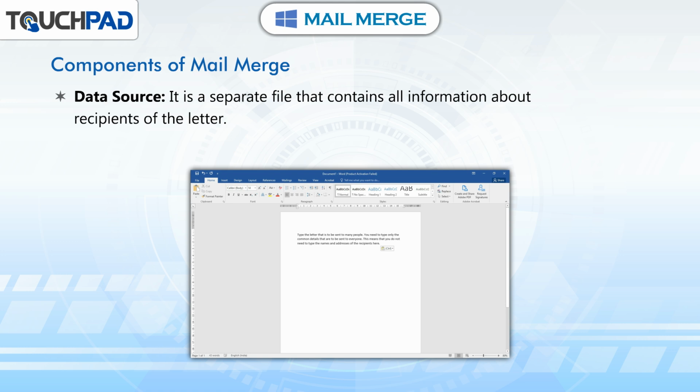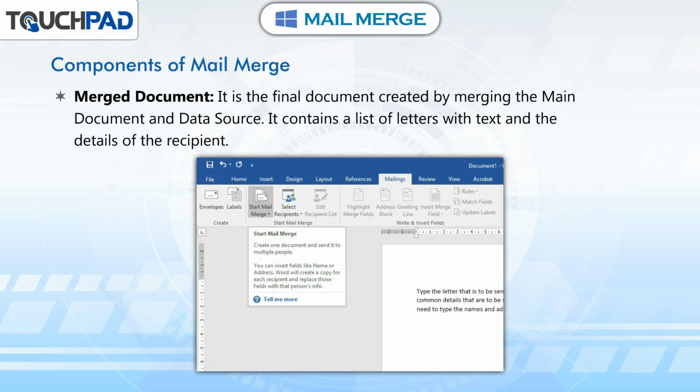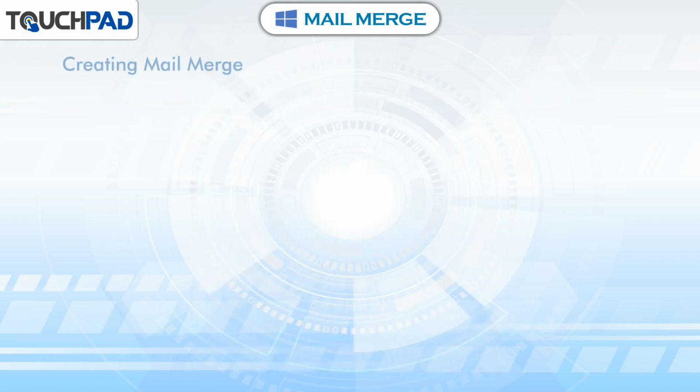It is a separate file that contains all information about recipients of the letter. Merged document. It is the final document created by merging the main document and data source. It contains a list of letters with text and the details of the recipient.